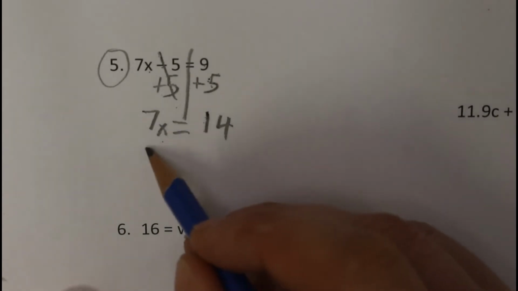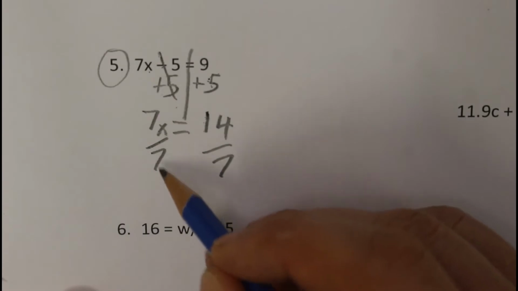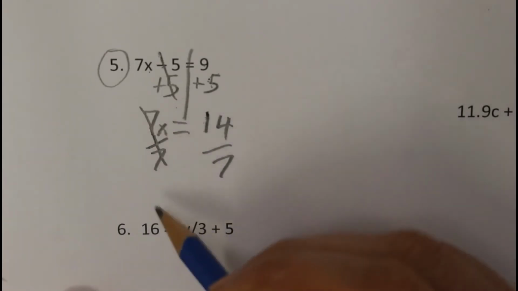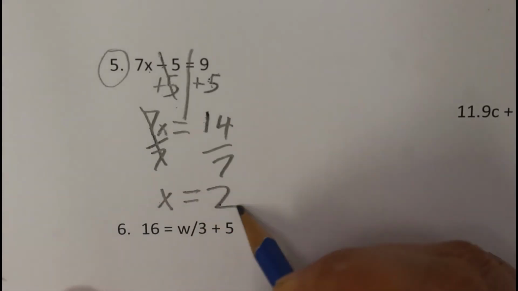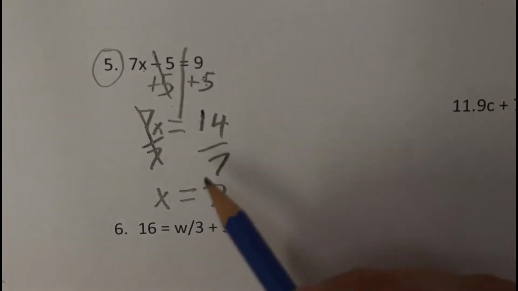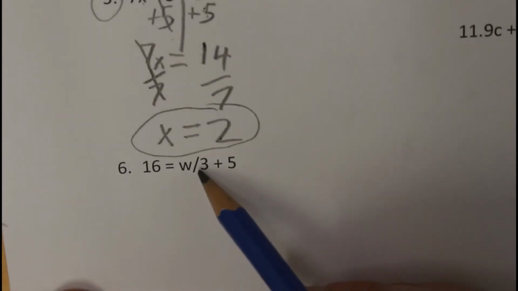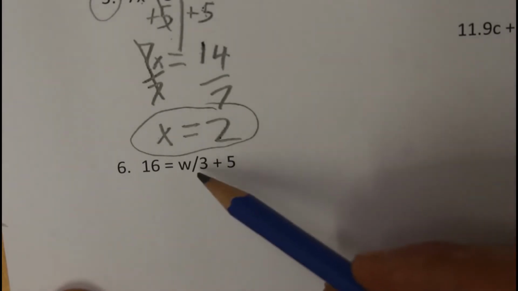So 7 times x, divide by 7, divide by 7. 7 divided by 7 equals 1, so that just cancels each other out. 14 divided by 7 is 2, x equals 2. That is your answer. Awesome. So the one below here, number 6, all the same steps, but you're just going to multiply by 3 both sides. Multiply by 3. So get rid of the whole number, multiply by 3.